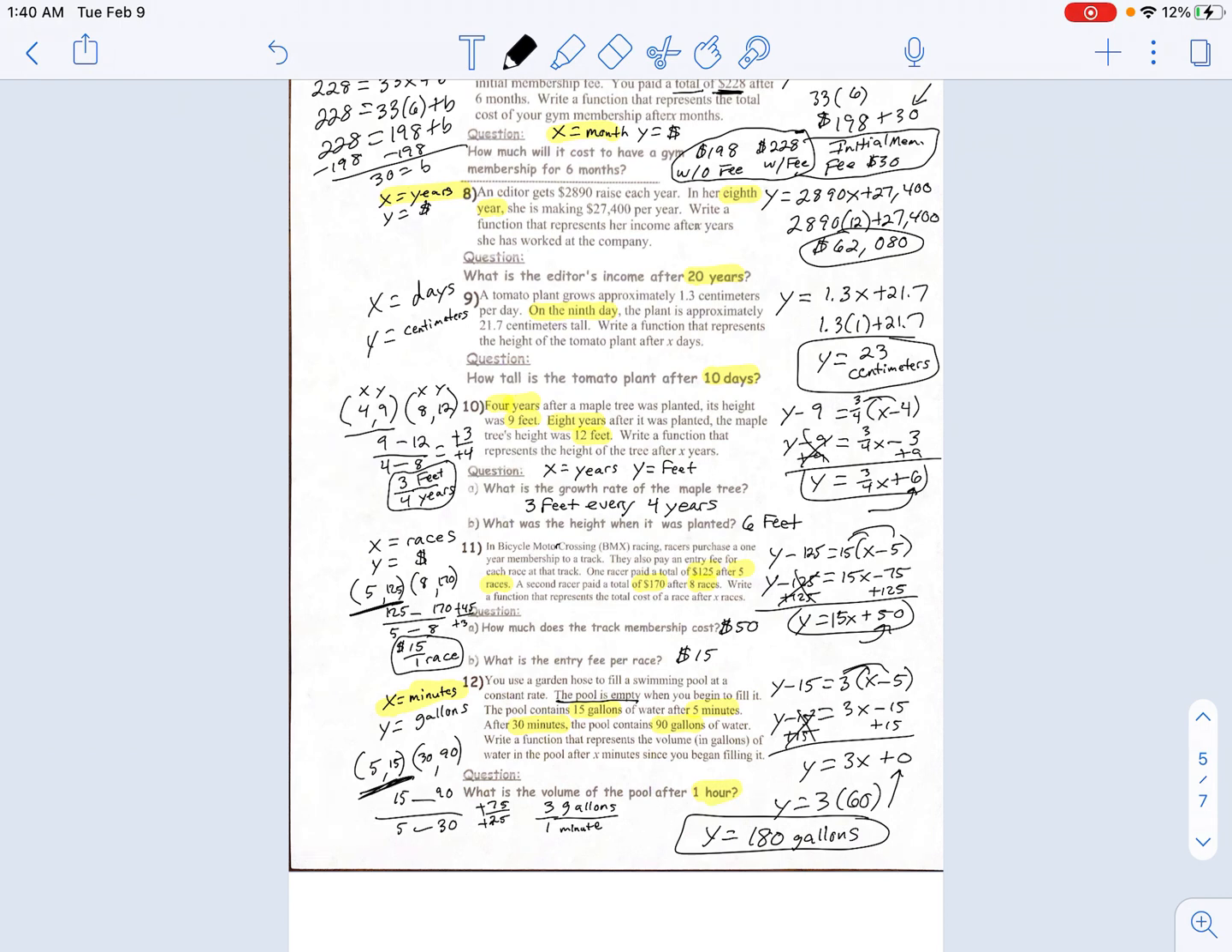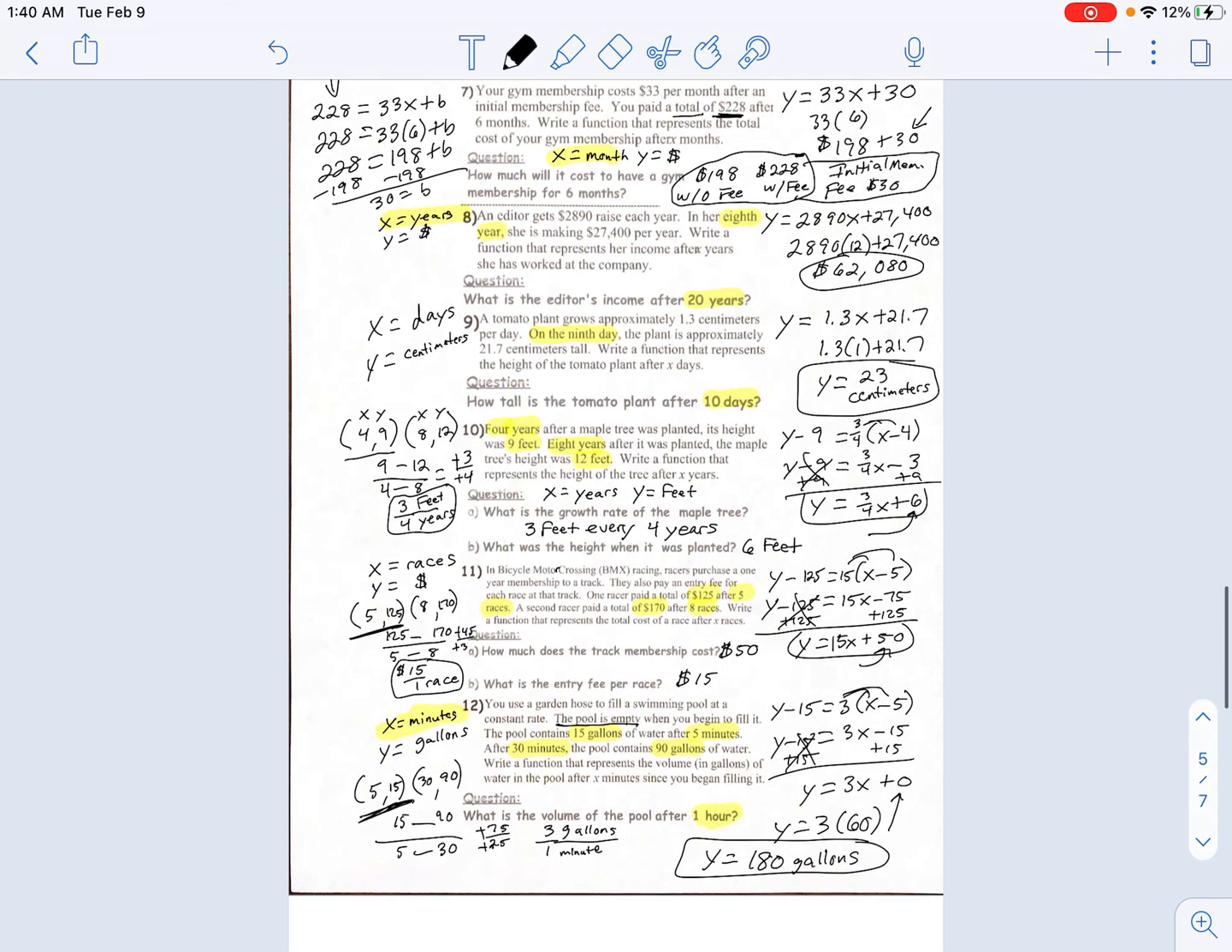Hopefully that helps clear up how to do these word problems. Hopefully anybody that watched this video understands now how to do these different types of word problems.